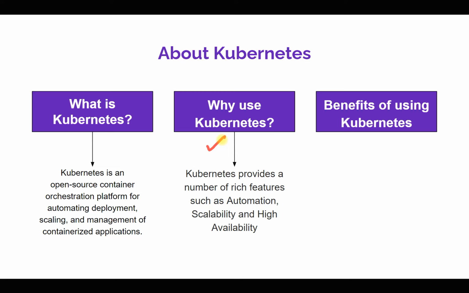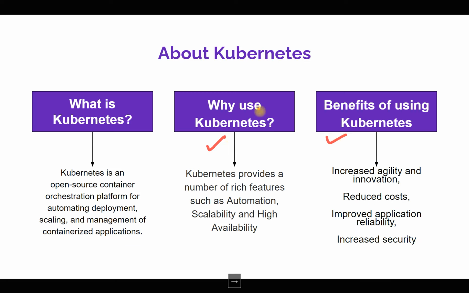Next, we are having the benefits of using Kubernetes. Kubernetes provides increased agility and innovation. It reduces the cost and also improves application reliability and security. So that's why we are using Kubernetes, because of its benefits.